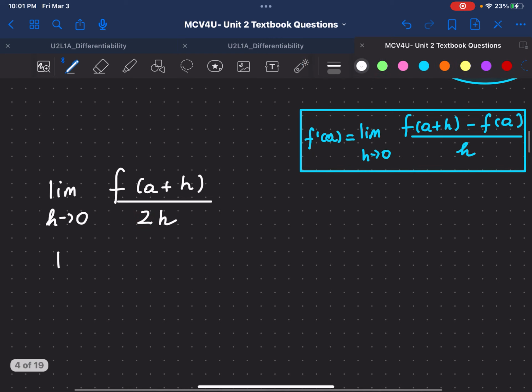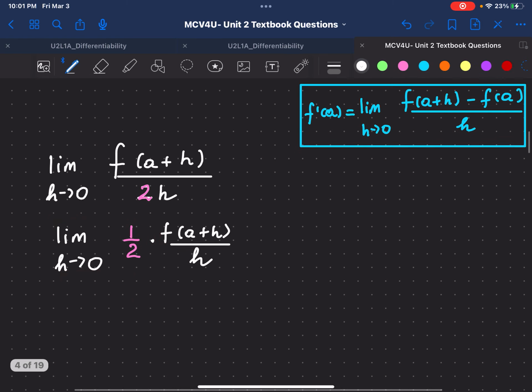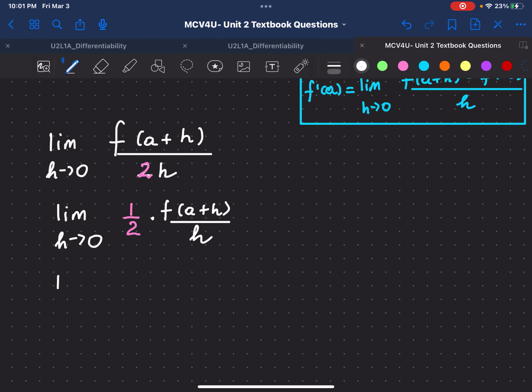So I'm going to write that number slightly differently. I'm going to write the number 2 in here as 1 over 2, that is multiplying f of a plus h divided by h. And we said that we can bring this constant to the front because we have the product of a constant with a changing quantity, based on the value of h, which is getting close to 0. This constant is not dependent on h, so it can come to the front. So we'll do just that. So that would be 1 over 2.